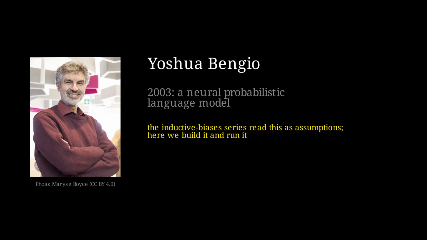There we read it from the outside as a set of assumptions. The window is the Markov bias, the embedding is the smoothness bias. Here we are on the inside. We are not describing the assumptions. We are building the layers that make them true, and in a moment, we are going to run the thing.